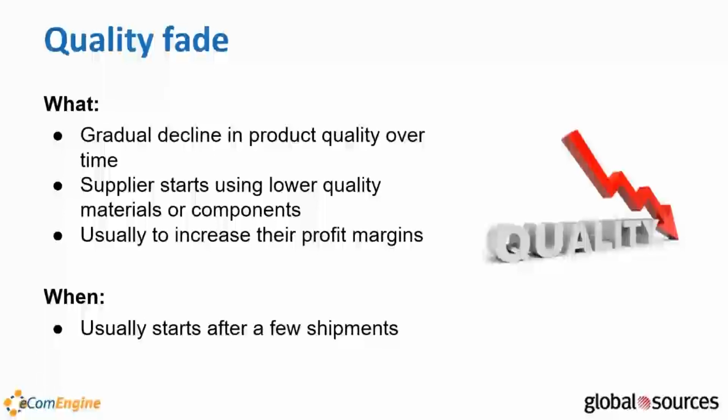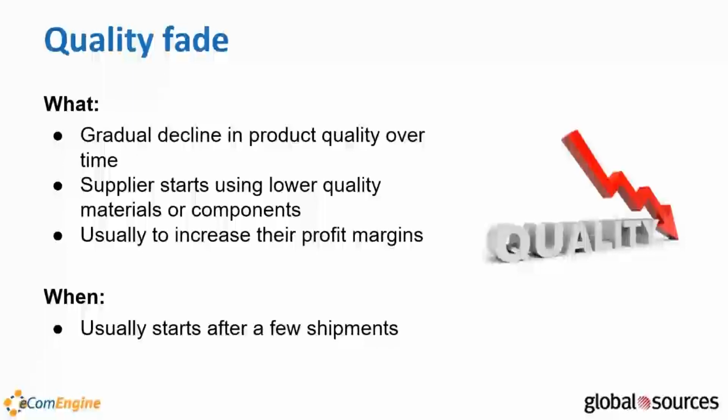Quality fade usually starts when the supplier or subcontractor starts using a lower quality material or component than was agreed upon. So the product might have the same appearance, but issues with a particular aspect of the product start emerging. Suppliers usually do this to cut costs and increase their profit margins. Using cheaper materials is the most common way to cut costs in China.